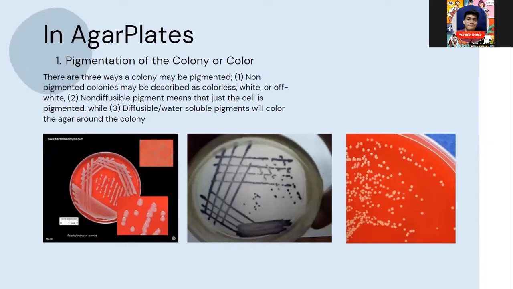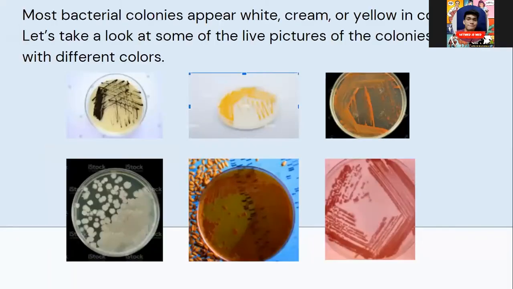First is the pigmentation of the colonies, or color. There are three ways a colony may be pigmented. First, non-pigmented colonies may be described as colorless, white, or off-white. Second, non-diffusible pigment means that just the cell is pigmented. And third, diffusible or water-soluble pigments will color the agar around the colony. Most bacterial colonies appear white, cream, or yellow in color.